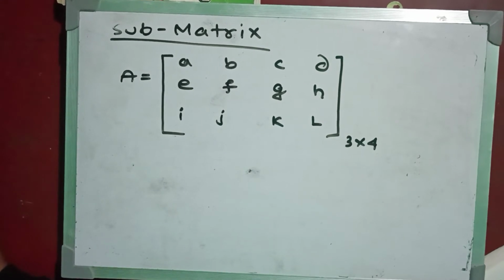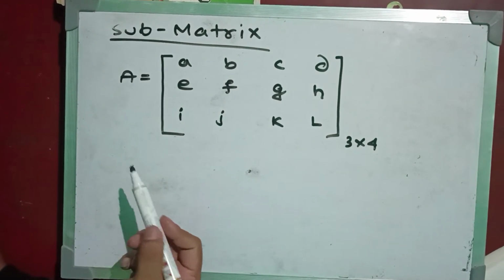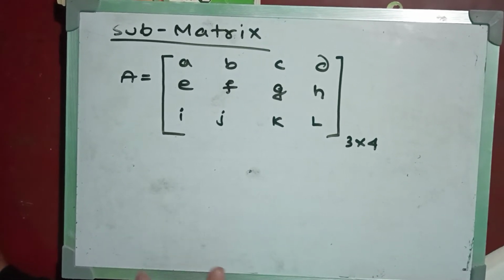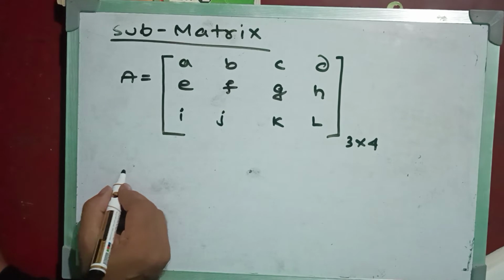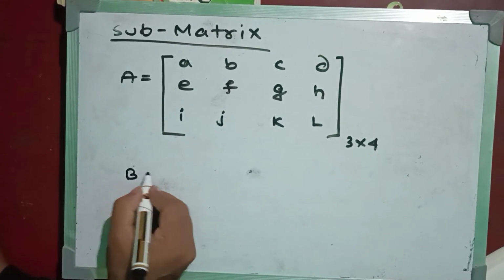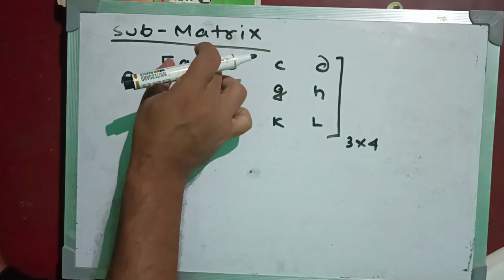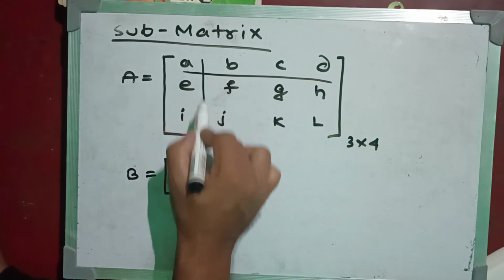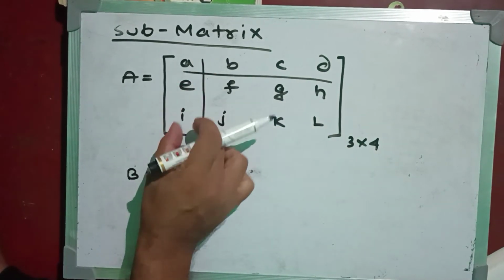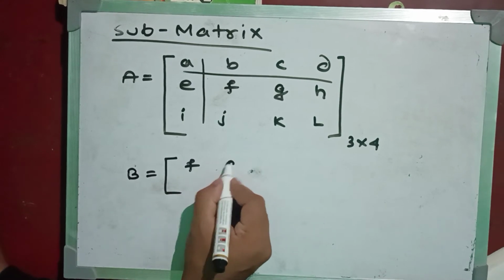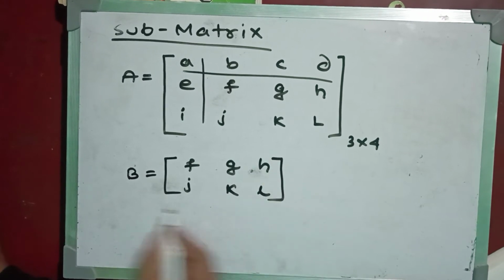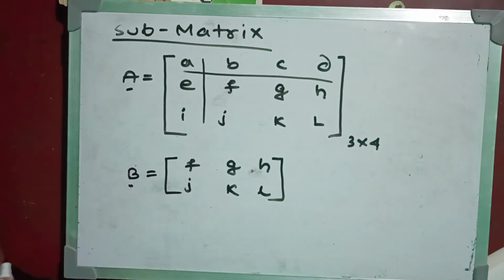Now I will discuss submatrix. What is a submatrix? If we omit any rows and any columns from a given matrix, then the elements which are still there will be a submatrix. So I am taking a matrix here, B. I am omitting the first row and first column, that means these are neglected. By neglecting the first row and first column, I am getting F G H J K L. So B will be a submatrix of A.